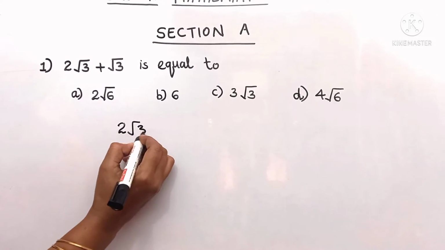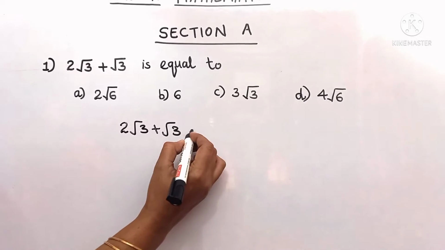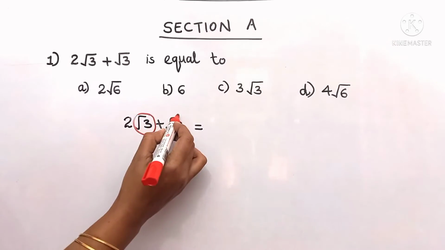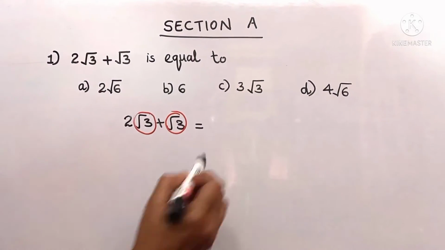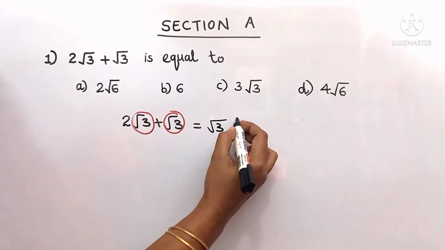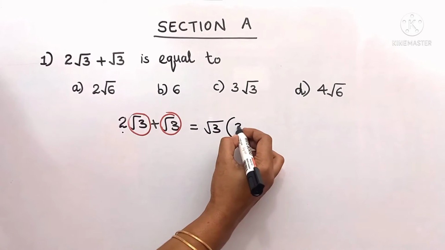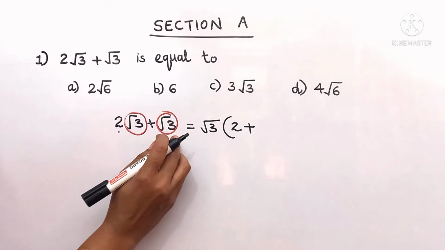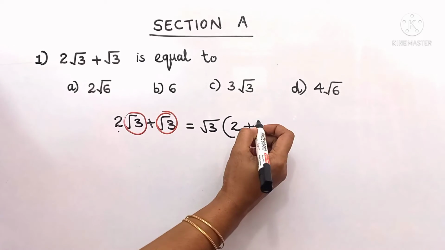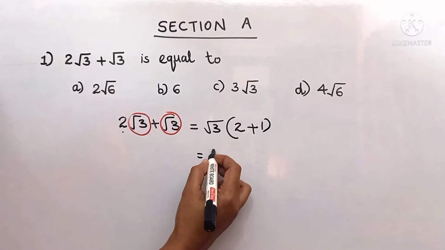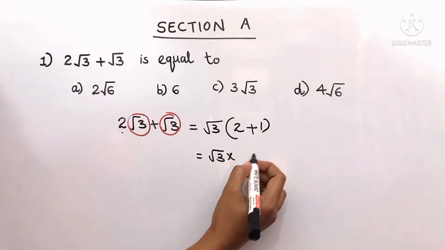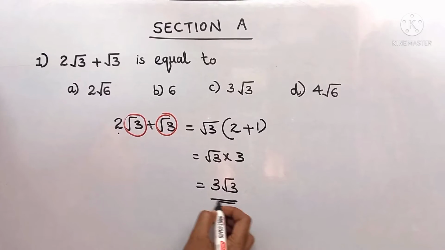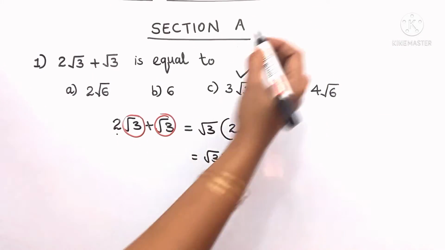2 root 3 plus root 3 is equal to. Here we know root 3 is common to both, so we can take root 3 outside and then apply the distributive property. Here 2 remains, plus 1 into root 3, where only root 3 has been taken outside, so 1 remains there. That is equal to root 3 into (2 plus 1), which is 3, so it is 3 root 3. So our correct answer is 3 root 3.